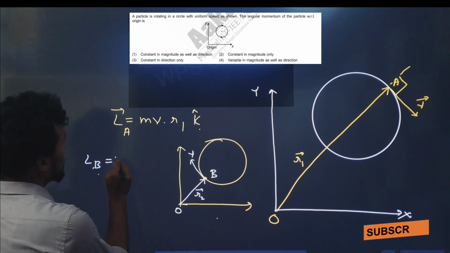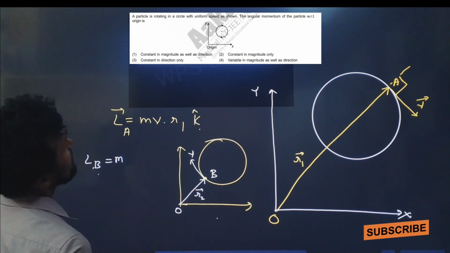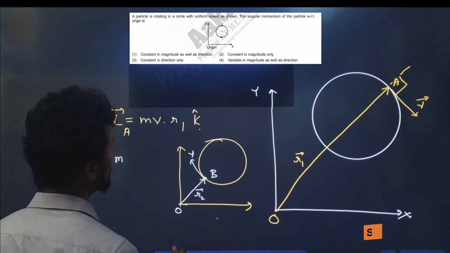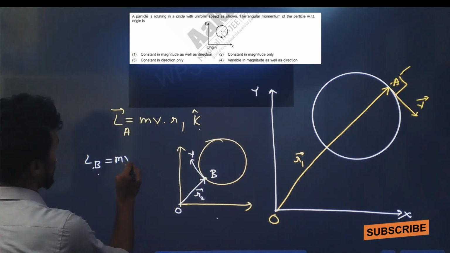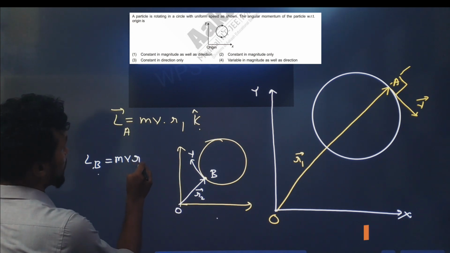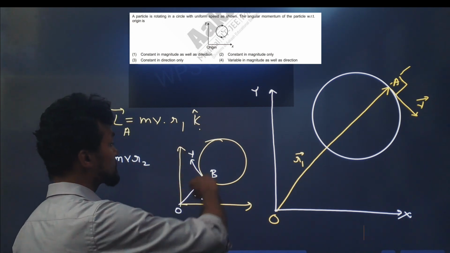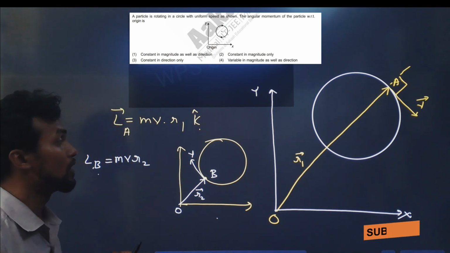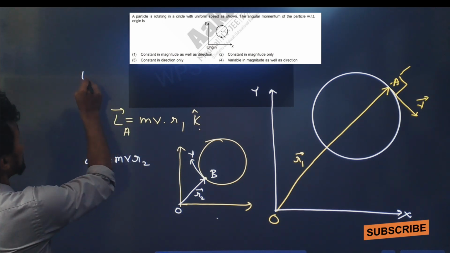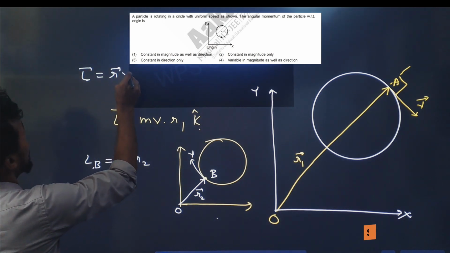Now if at point B I want to write the angular momentum, what will LB be? Again mass and velocity. Uniform speed is there, so V is the same, no problem. So MV, but the distance is R2, the distance changed. But what about the direction? V is this side, R is this side. L equals R cross P.